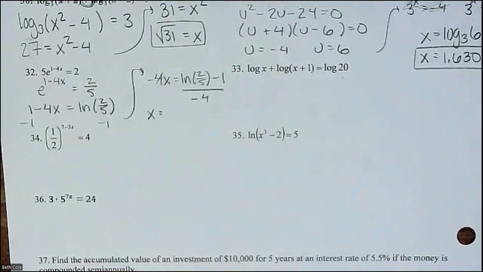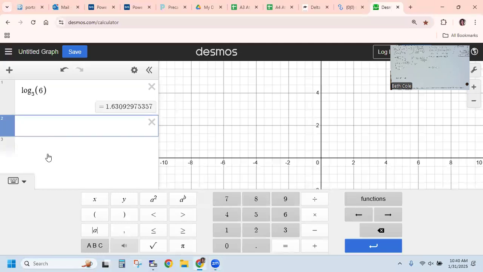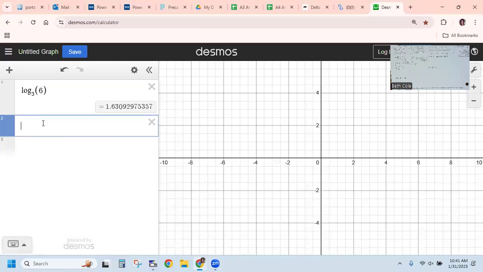Question? It's not if you don't understand it. Okay. All right, so what have we got here? Now, ln, you can just type an L and an N. Ln 2/5, what was it, minus 1? And then the whole thing divided by negative 4. 0.479.